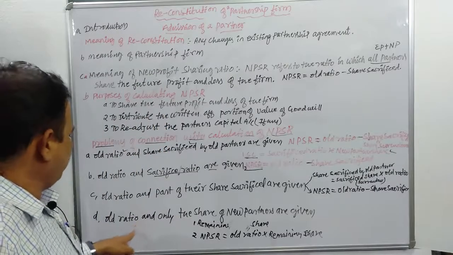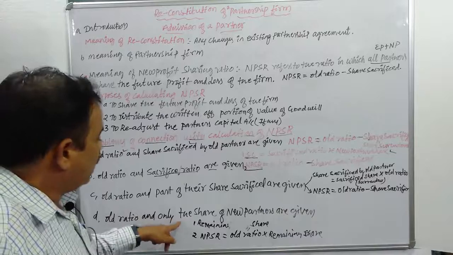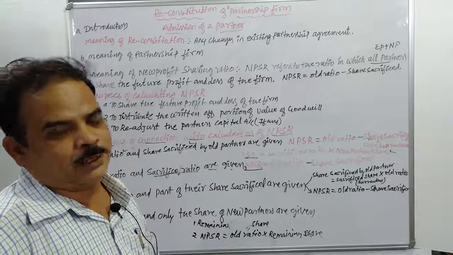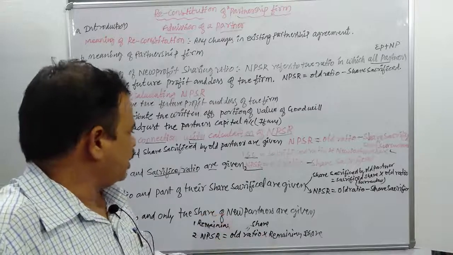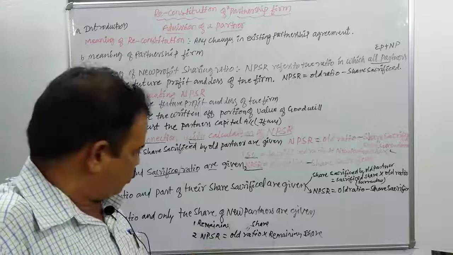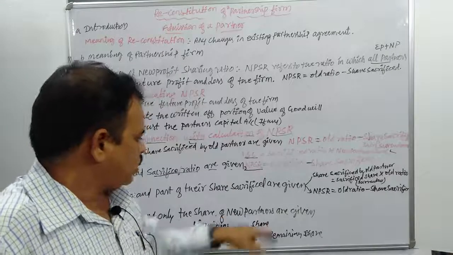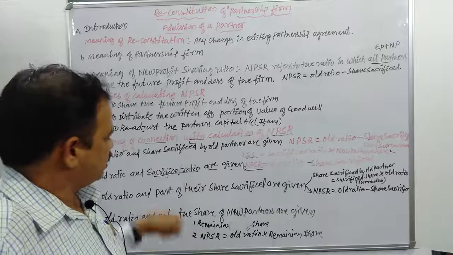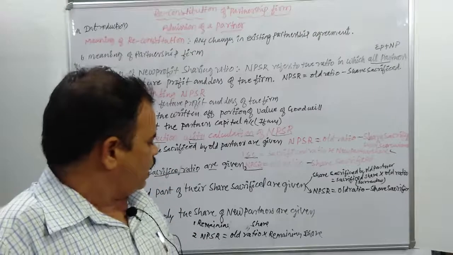And then lastly, the old ratio and only the share of the new partner are given. There is no share sacrificed, no sacrificing ratio, and no part of the sacrifice ratio. Only the new partner's share is given here. It is very important from the examination point of view, this one and this one. Then we should find out the remaining shares.